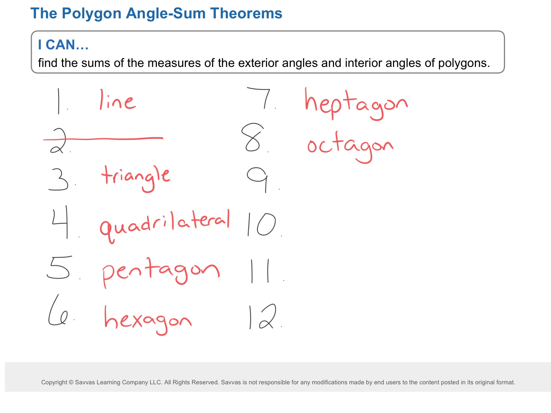What did you say? 9. We're close. Nonagon. I was close. I don't remember. I had my list. 10. Decagon. 11. It is not 11agon. It doesn't.